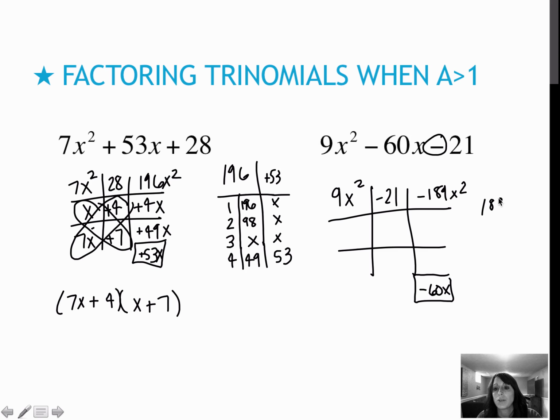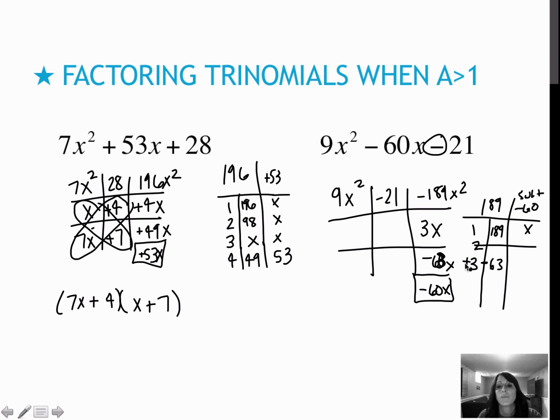So again, you can make your little table. 189, we know they have to subtract to negative 60. And 1 and 189, clearly not going to work. 2, I don't even have to check because 189 is not even. 3 goes into 189 63 times, and those do have a difference of 60. So those are the two numbers that I will use. I want the negative 63 and the positive 3. So 3x and negative 60. Oops, 63. Sorry about that.